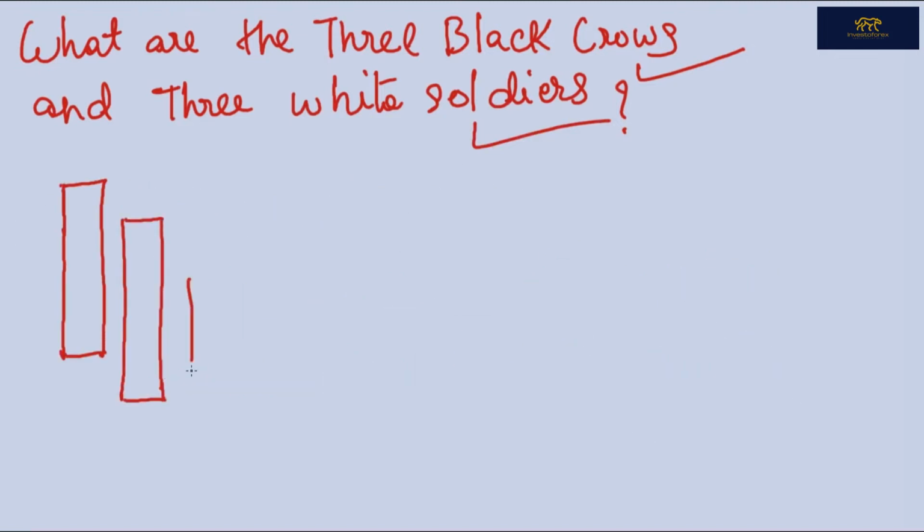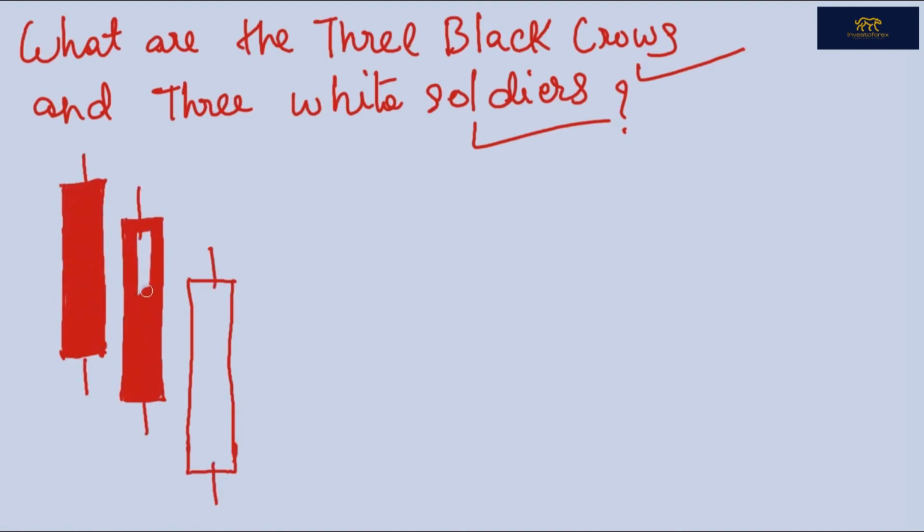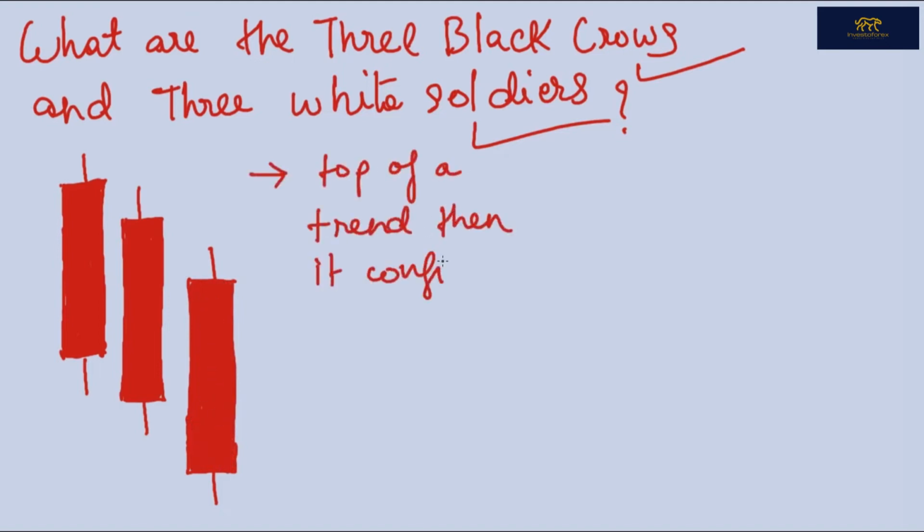In the three consecutive bearish candlestick pattern, you will find one candle is near the closing price of the previous candle. If you spot this pattern at the top of a trend, then it confirms trend reversal.